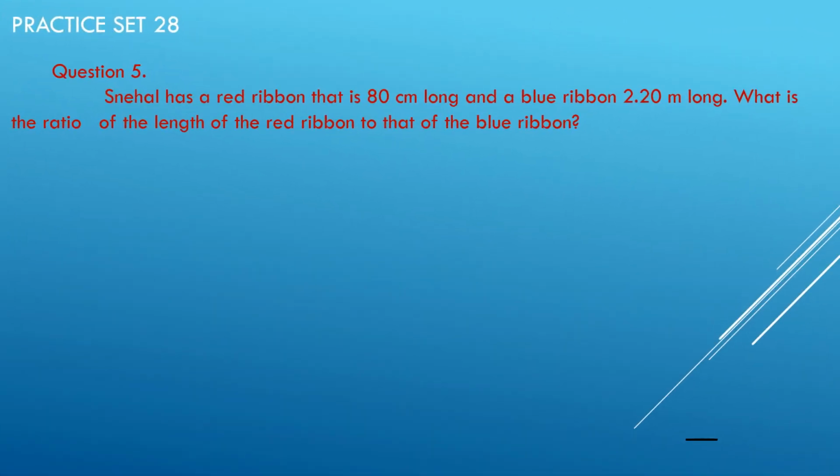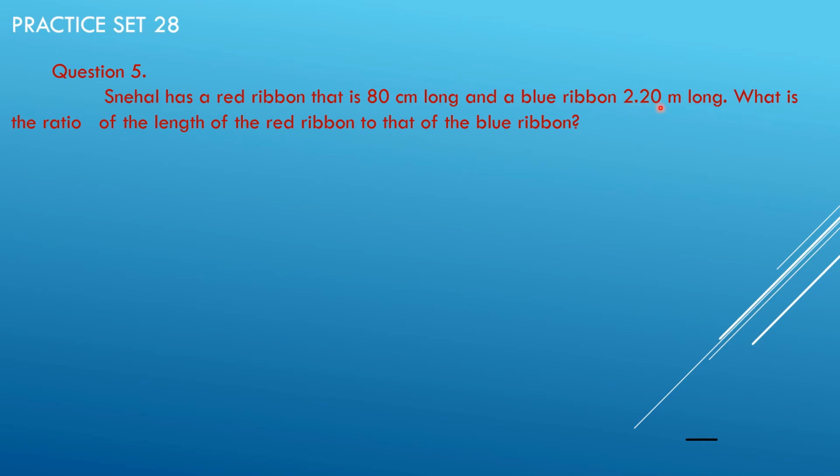Question number 5. Snehal has a red ribbon that is 80 cm long and a blue ribbon 2.20 meter long. What is the ratio of the length of the red ribbon to that of the blue ribbon? In this question, the length of the red ribbon is 80 centimeter and the length of the blue ribbon is 2.20 meter.